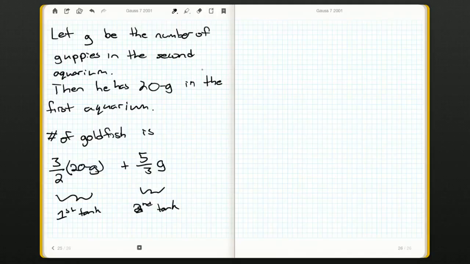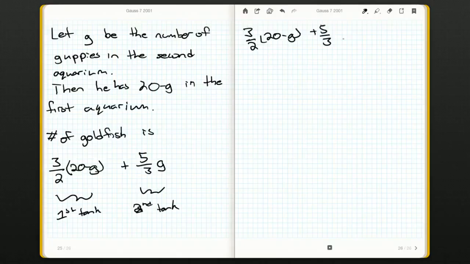Okay. So I've got this expression. It's in terms of G, but it's not exactly very simplified. So let's see if we can change that. So 3/2 times (20 minus G), plus 5/3 G. Well, I can split it: 3 halves times 20, minus 3 halves G, plus 5/3 G. I'm going to want to get a common denominator, and I'll choose 6. And this expression right here simplifies to 30. Well, not immediately. You can grab your calculator out and see that I'm telling the truth.